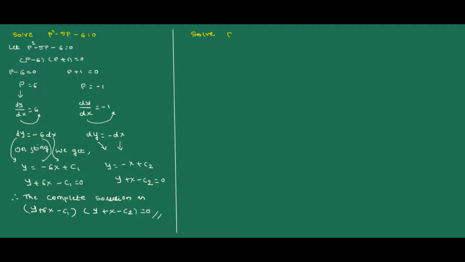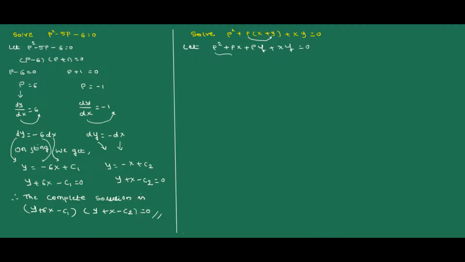Next example, solve p square plus p(x plus y) plus xy is equal to 0. So here I will write p square plus p into x is px plus p into y is py plus xy is equal to 0.